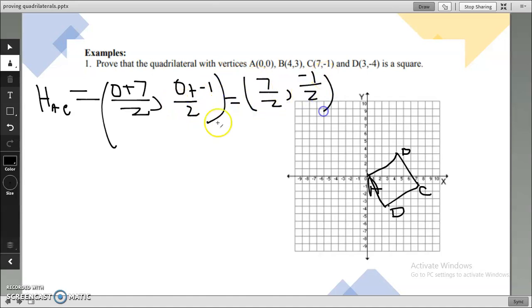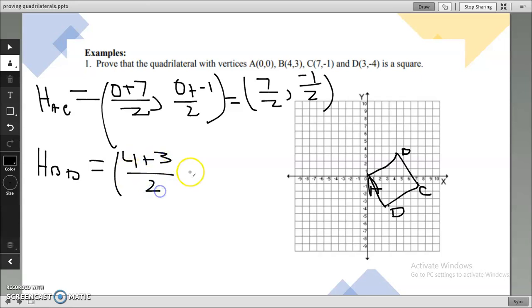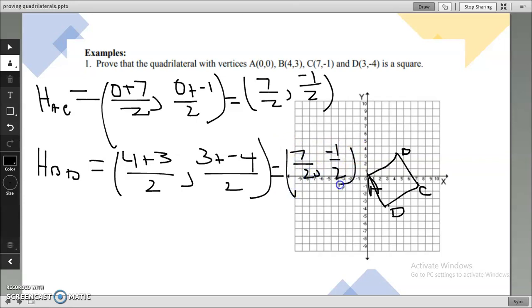Let's see if it is the same for BD. So we have 4 plus 3 divided by 2, x1 plus x2 divided by 2, and we have 3 plus negative 4 divided by 2, y1 plus y2, and we get 7 over 2, and again negative 1/2. So the diagonals bisect.